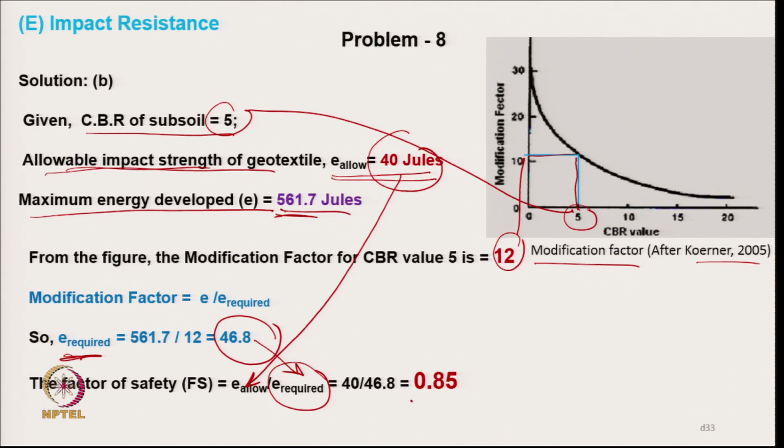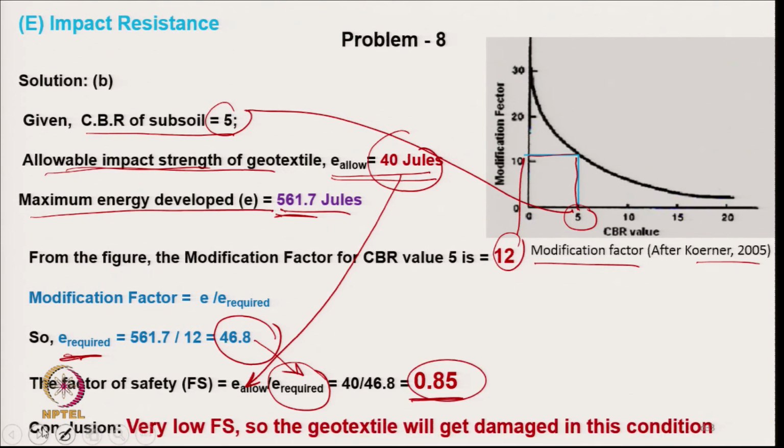So, the factor of safety is coming out less than 1, which implies that with the given condition and given material characteristics, the factor of safety is very low. So the conclusion is that there is a very low factor of safety, and the geotextile will get damaged in this condition.